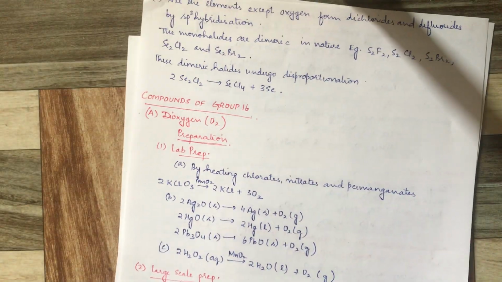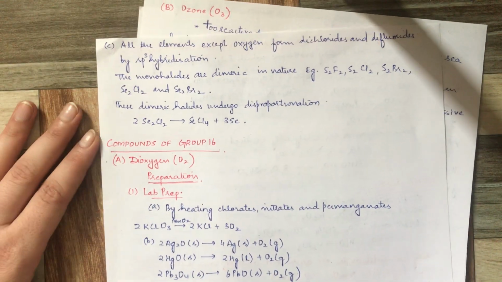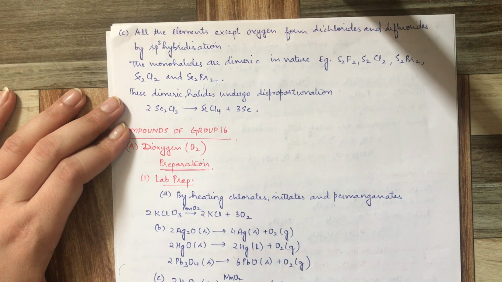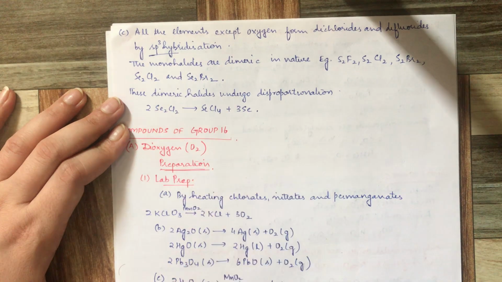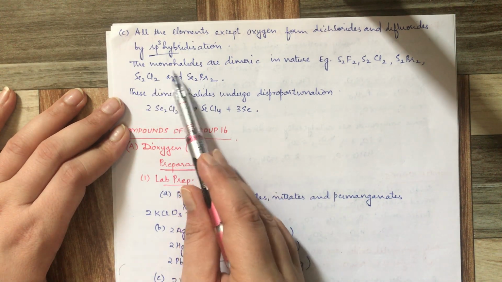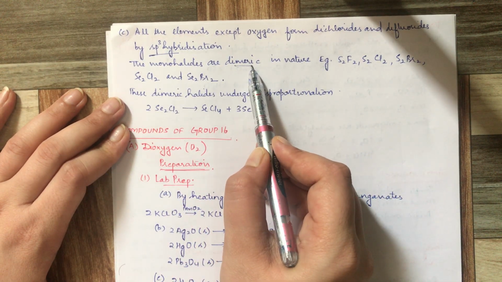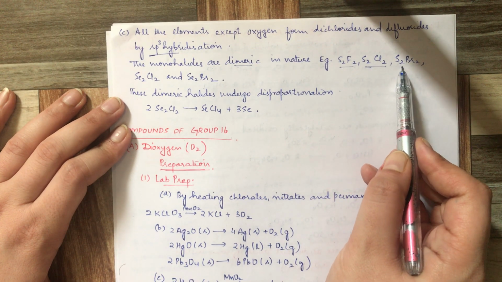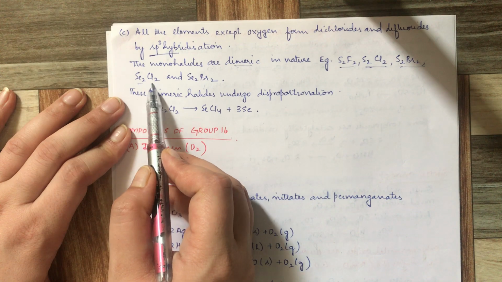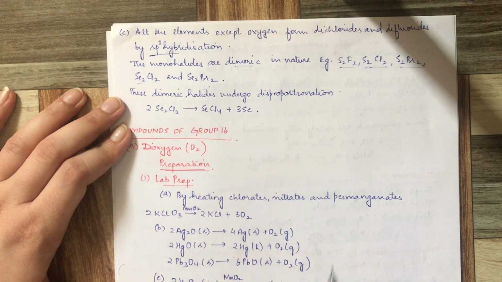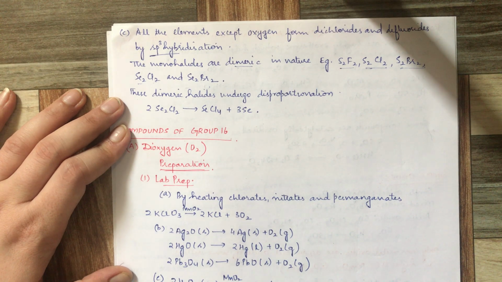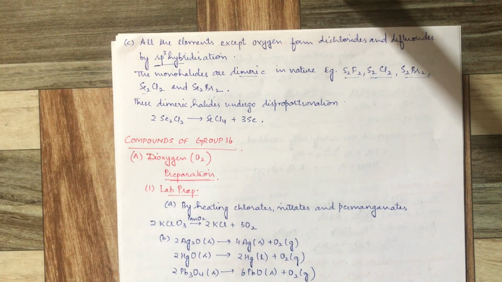Now next, if we talk about dihalides, all the elements except oxygen form dichlorides and difluorides by sp3 hybridization. The monohalides are dimeric in nature. Example: S2F2, S2Cl2, S2Br2, Se2Cl2, Se2Br2. The dimeric halides undergo disproportionation. So this was the general.